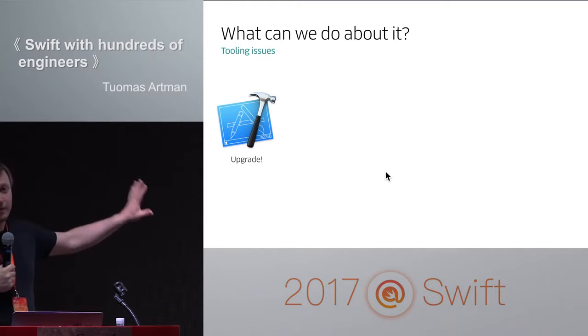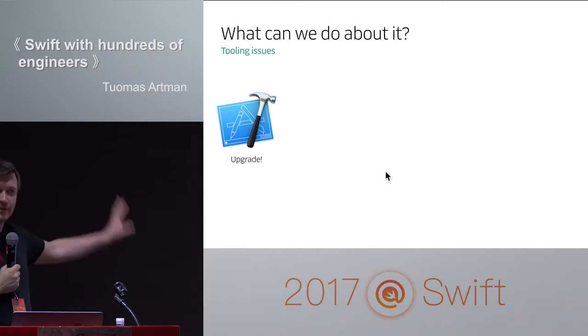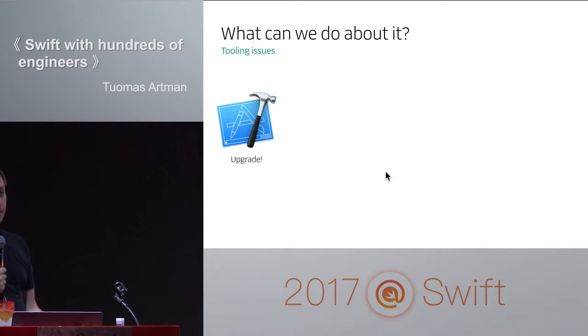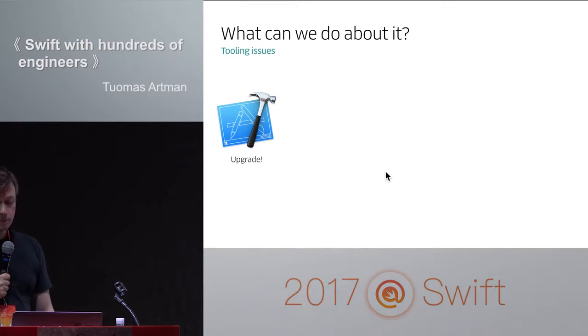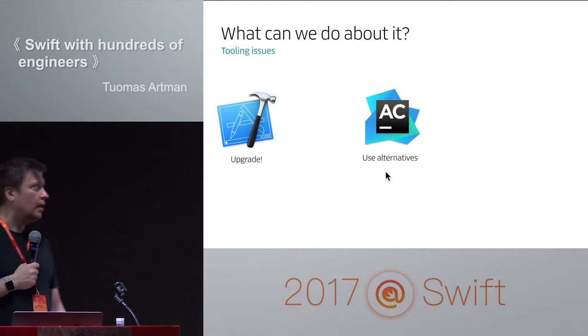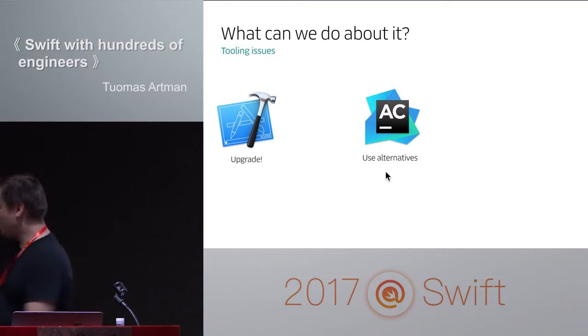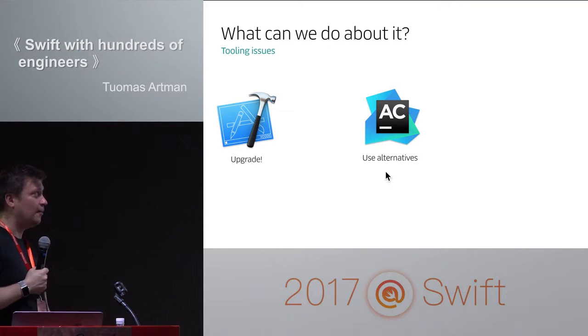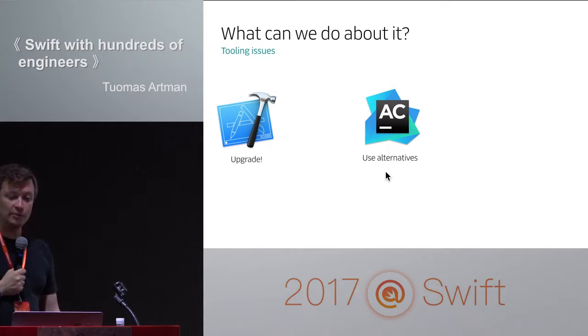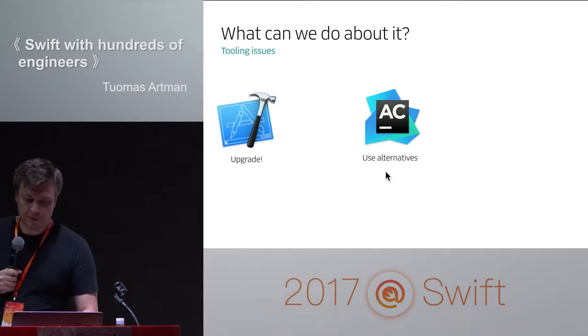But the one thing that you can do is upgrade to the latest and greatest Xcode as quickly as possible. Swift is evolving all the time, and it's becoming better all the time. So hopefully, with every version, you make progress. You can obviously use alternatives. You can say, again, sponsors right here, AppCode. AppCode is pretty okay for your iOS development.